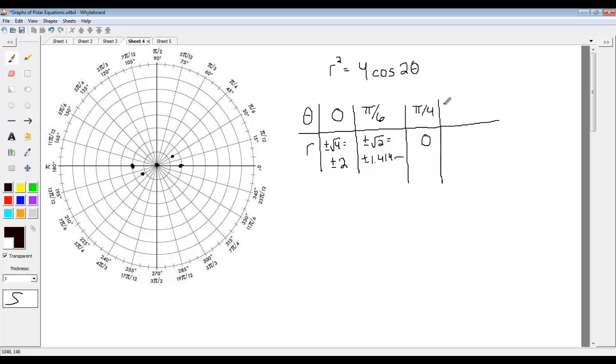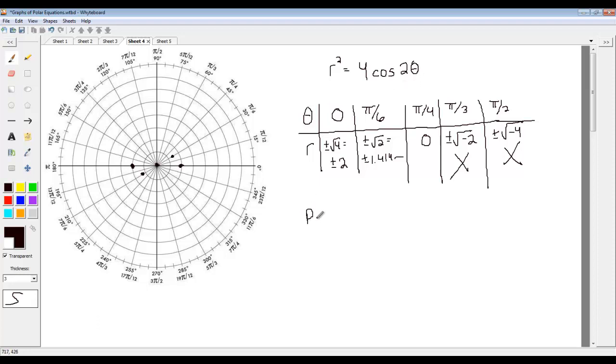Pi over 3, you're going to get plus or minus square root of negative 2. That's not going to work for us. It's imaginary. And then try pi over 2. You're going to get plus or minus square root of negative 4. Not going to work. Alright, so I'm not getting very many points so far, but you know what? Not a big deal. You can either do more values or think about your symmetries.